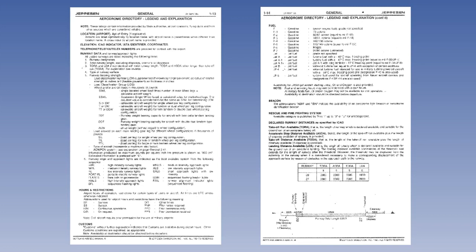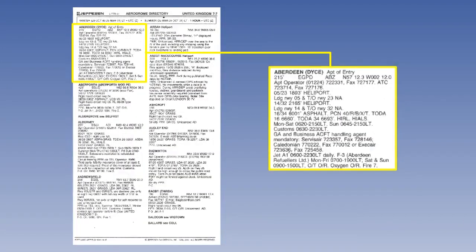The aerodrome directory legend and explanation helps users understand more about the information contained in the aerodrome directory section, section 7. On screen is an example of the data in the aerodrome directory for Aberdeen. You can see a lot of the information is abbreviated and coded. To better understand this data, the aerodrome directory legend is used. There is some very valuable data contained in this section, and it is well worth a quick read-through just to familiarise yourself with what is available here.